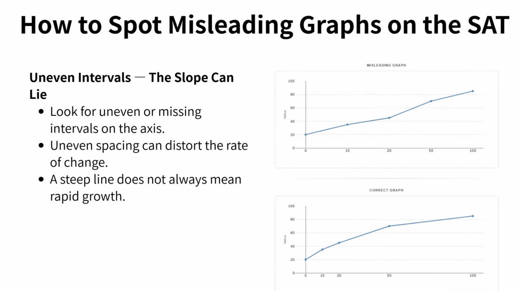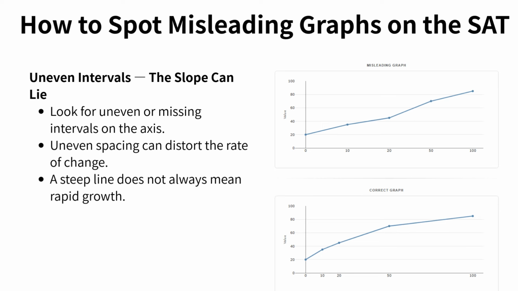Now let's look at the third common trap on the SAT: uneven intervals. Start with the top graph. At first glance, the line appears to rise very steeply in the middle. It looks like the value is increasing much faster at that point. But take a closer look at the horizontal axis. The values are not evenly spaced, even though they appear evenly spaced on the graph. When unequal intervals are shown as equal, the slope can be misleading. A section of the graph can look steeper simply because more change is squeezed into less space.